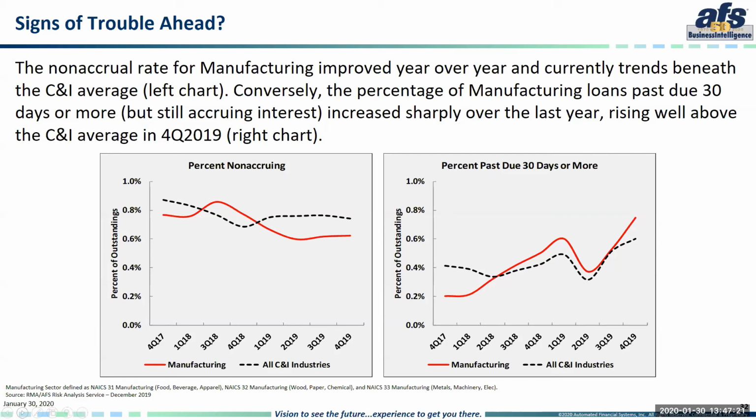What's a little bit more troubling is that delinquencies have trended upwards for the sector. As plotted by the right graphic, the percentage of loans past due 30 days or more was 75 basis points in 4Q19, up 25 basis points from the year earlier period. Now, past due levels are more volatile than non-accruals. Sometimes they do settle down following a spike. So it's really hard to know just what to make of this increase in manufacturing delinquencies just yet. We'll definitely keep an eye on it, but not a good sign for the future outlook for the sector.